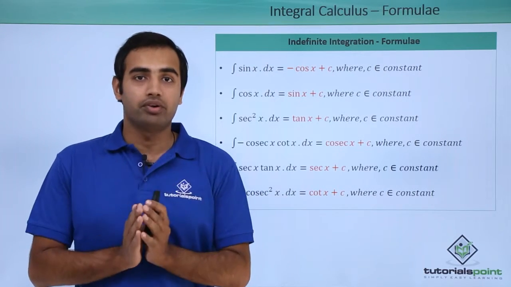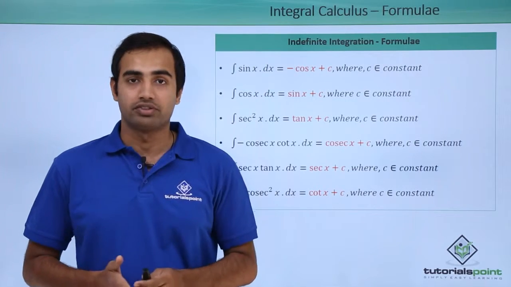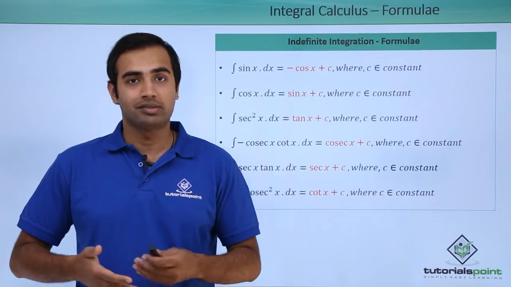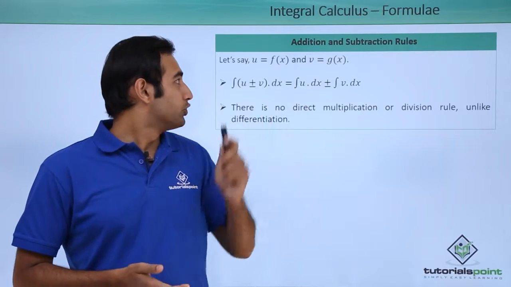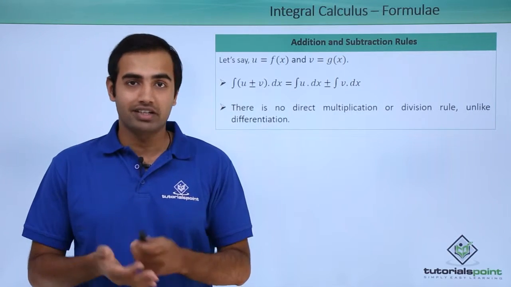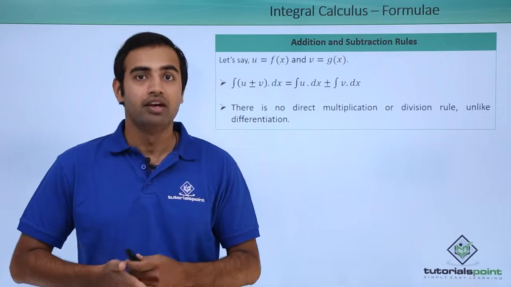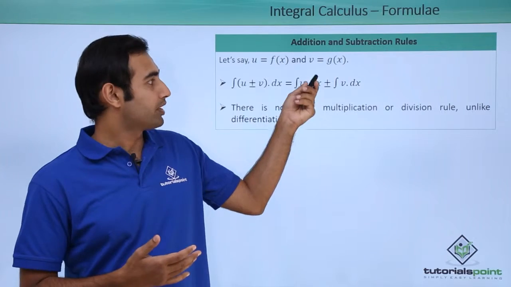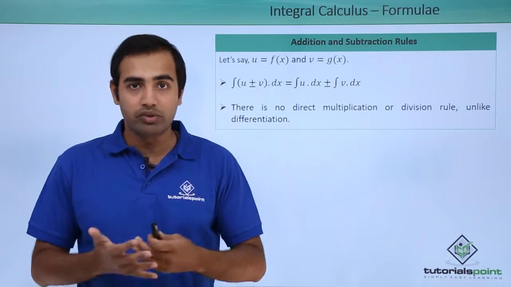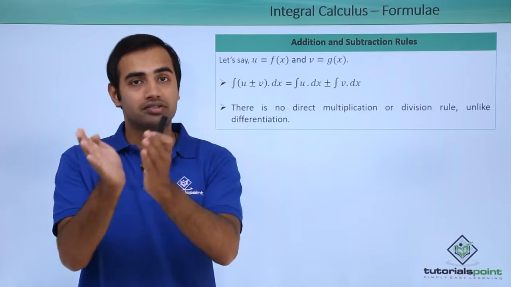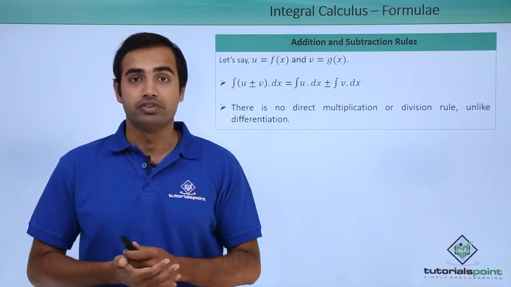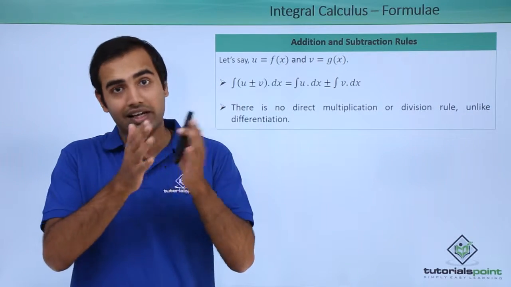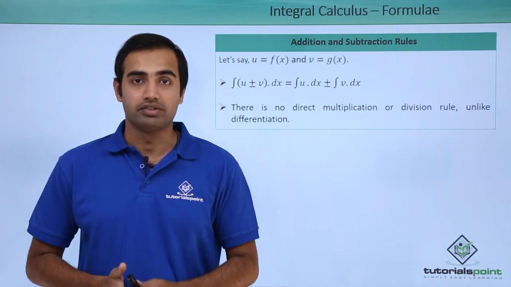These formulae are very important and you will require each of them to solve problems in physics. So as a student, you must memorize them. Now, let's talk about some addition and subtraction rules in integration. So over here, let's say we have two functions fx and gx represented by variables u and v respectively. Integration of u plus minus v dx can simply be written as integration of u dx plus or minus integration of v dx. What I know from here is that integral operator can simply be distributed across the functions u and v. We don't have a direct formula for multiplication and division in case of integration, unlike differentiation. So as a student, you must remember this.